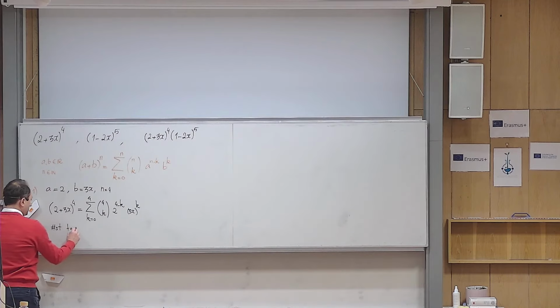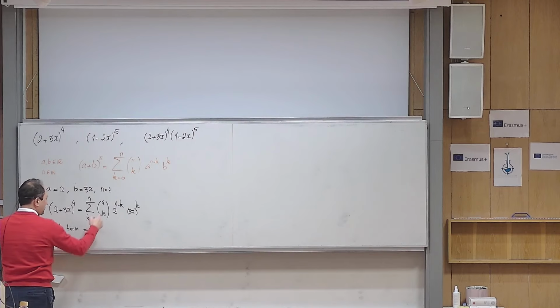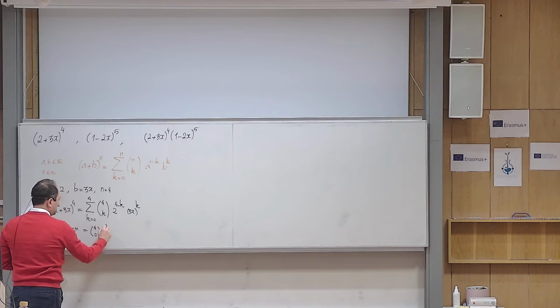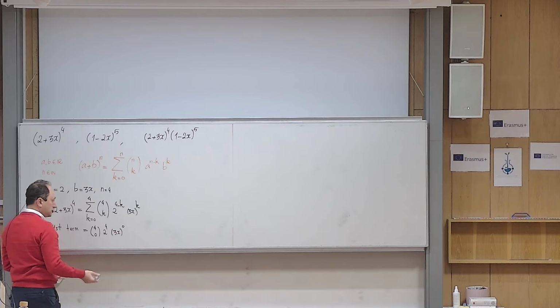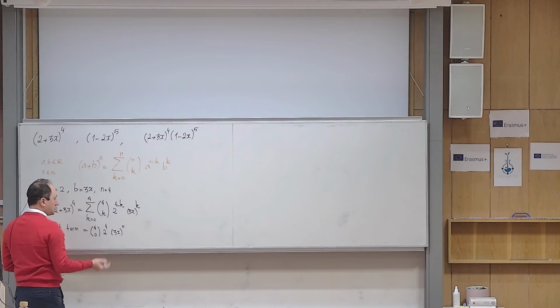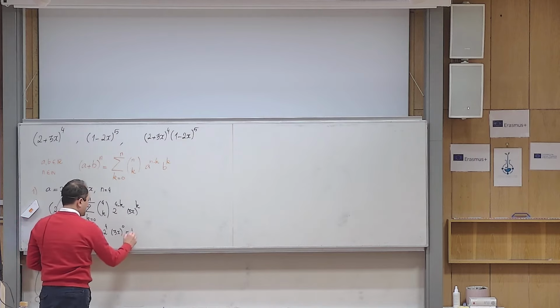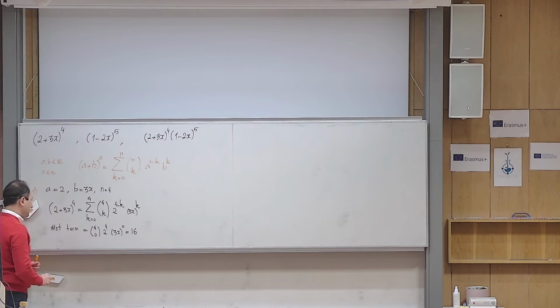So the first term is equal to, replacing k with 0, 4 choose 0 times 2 to the power of 4 times (3x) to the power of 0. But 4 choose 0 is 1, 2 to the power 4 is 16, and this is just 1. So that becomes 16. That is my first term.